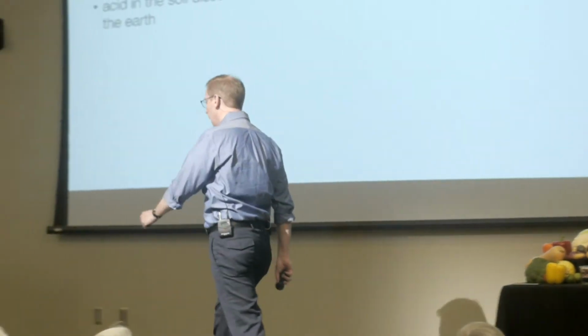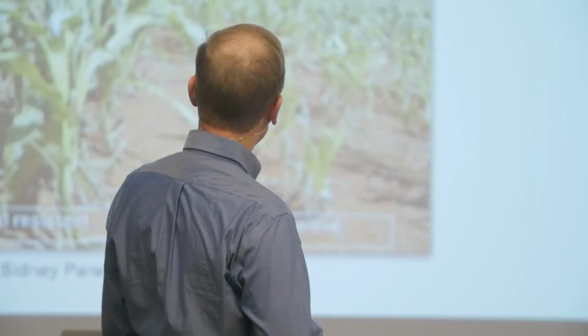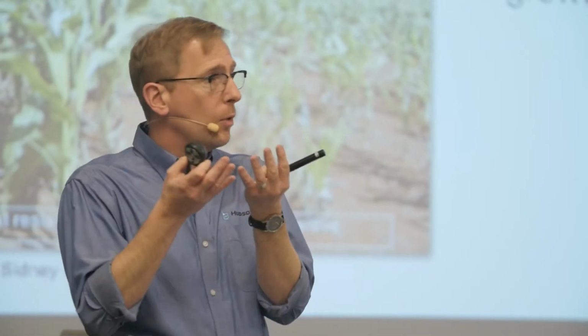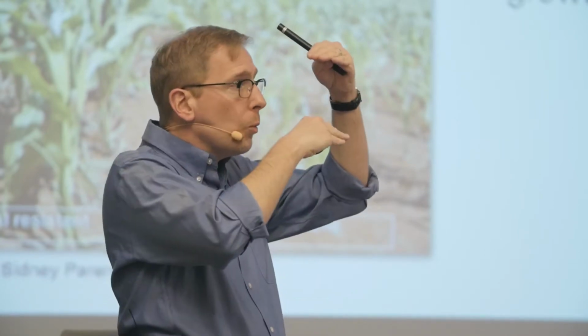Let's talk about corn. But first, let's talk about dirt. 50% of farmable land contains acidic soils. And one of the challenges with acidic soils is that the acid in the soil pulls aluminum out of the clay. So we end up with lots of free aluminum ions in our soil. And the problem with that is that aluminum damages corn roots. So if corn tries to take up the water with aluminum, the aluminum actually causes the roots to be stunted, to not grow well, and then the plant doesn't grow well.